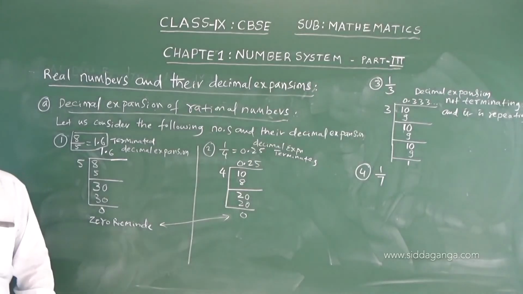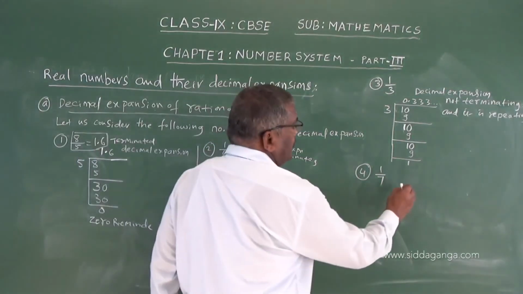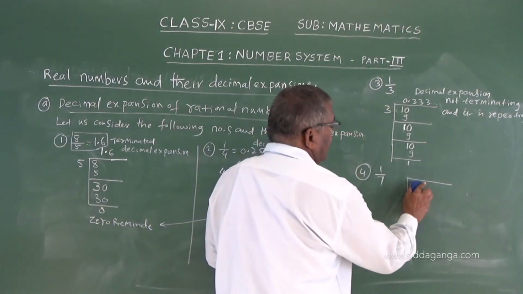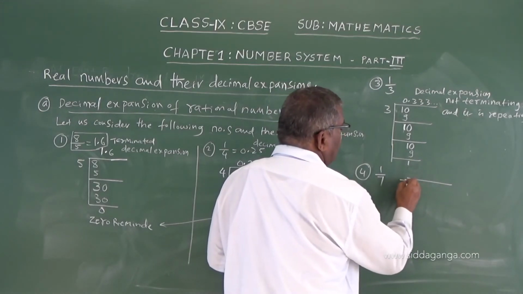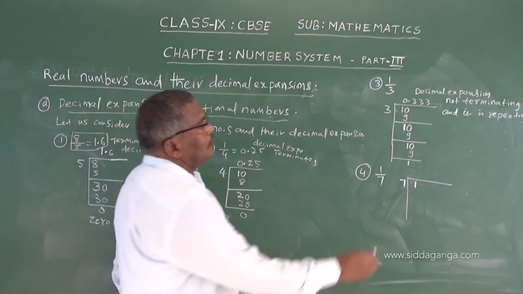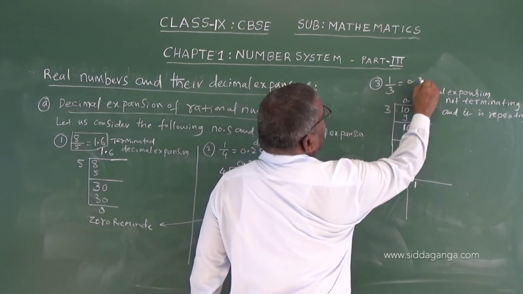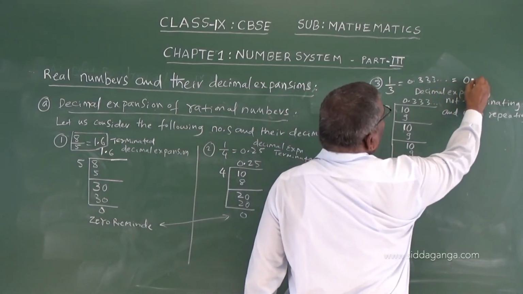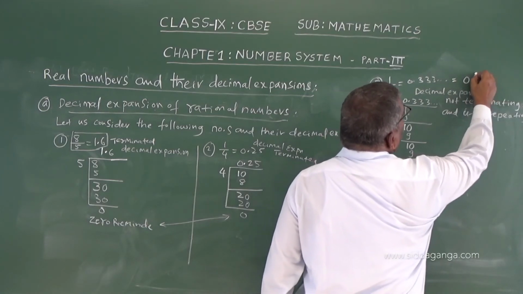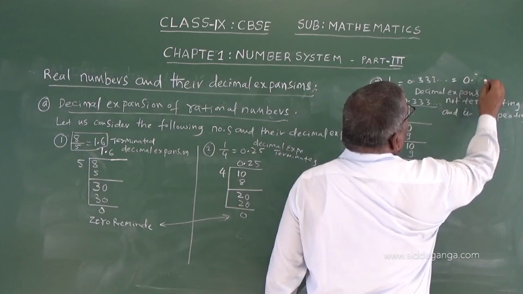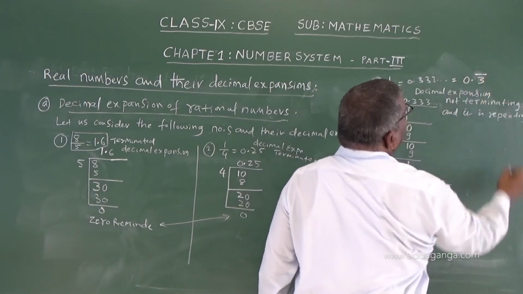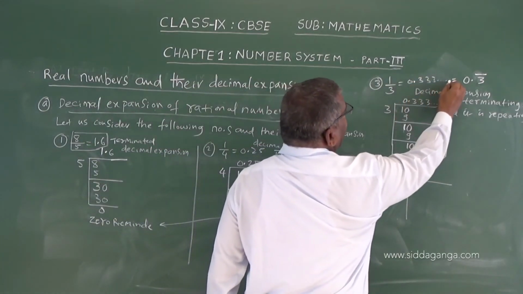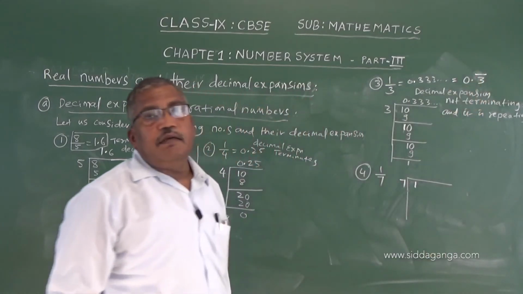You observe here carefully. You have to divide 1 by 7. This is 1, here we take 7. For 1 by 3, the answer is 0.333, and it will continue, and we represent it as 0.3 with a bar above the 3. This bar indicates the digit 3 is repeating. 0.333 continuation is represented as 0.3 bar.